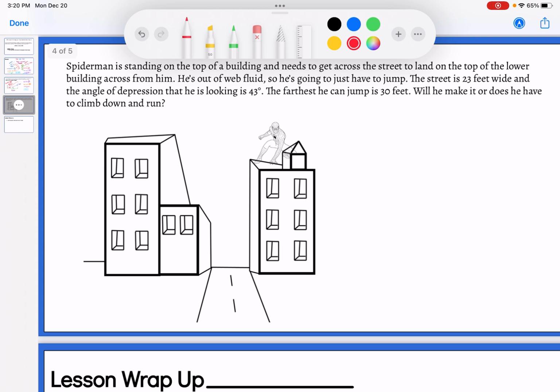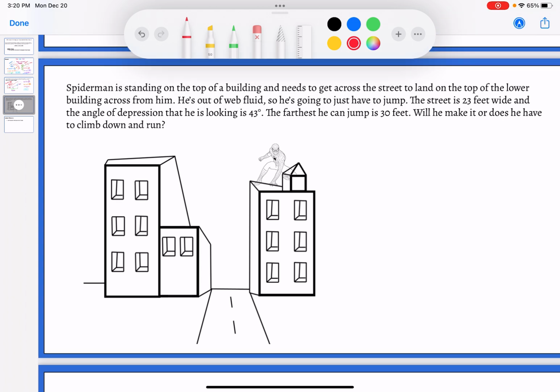All right, so here's our next problem. Ooh, here's a fun one. You could do a rough sketch. It doesn't have to be amazing like this. Spider-Man is standing at the top of a building and needs to get across the street to land on top of the lower building across from him. He's out of web fluid, so he's going to have to jump. The street is 23 feet wide, so this is 23 feet wide, right? And the angle of depression that he is looking is 43 degrees. So he's trying to get to this building over here, right?